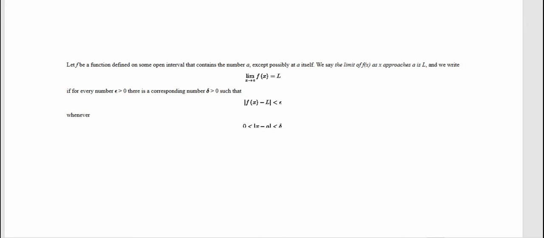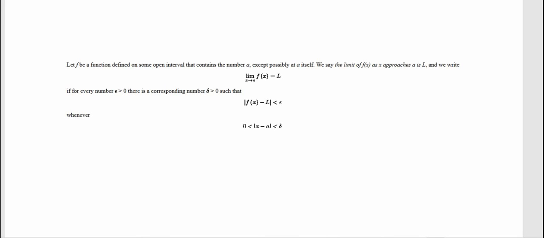So we let a function be defined on an open interval that contains a number a, except for possibly at a itself. We say that the limit of f of x as x approaches a is L, and we write this notation, if for every number epsilon greater than 0, there's a corresponding number delta greater than 0 such that the value of the function is within epsilon of the limit whenever x is within delta of a.